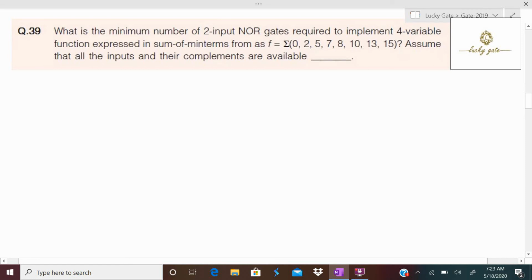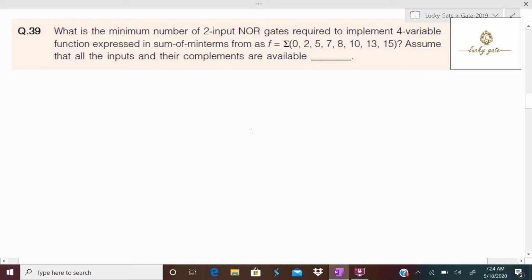It is a GATE 2019 question asked from the digital subject, based on K-maps and Boolean function realization using NOR gates. It also involves the concept of sum of products and product of sums. Now, first understand the question.